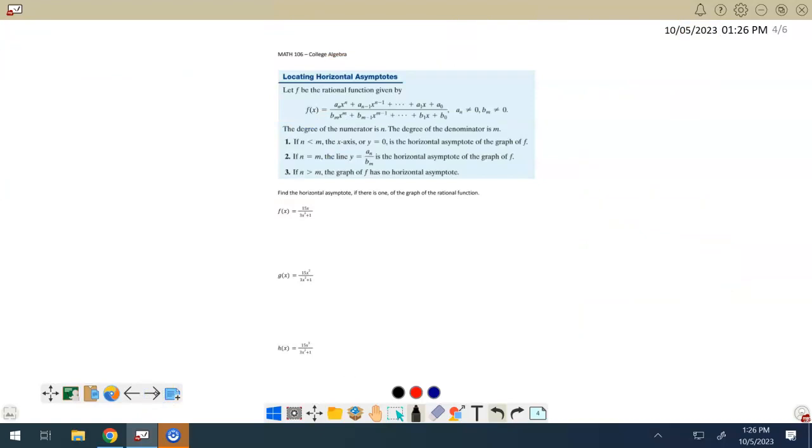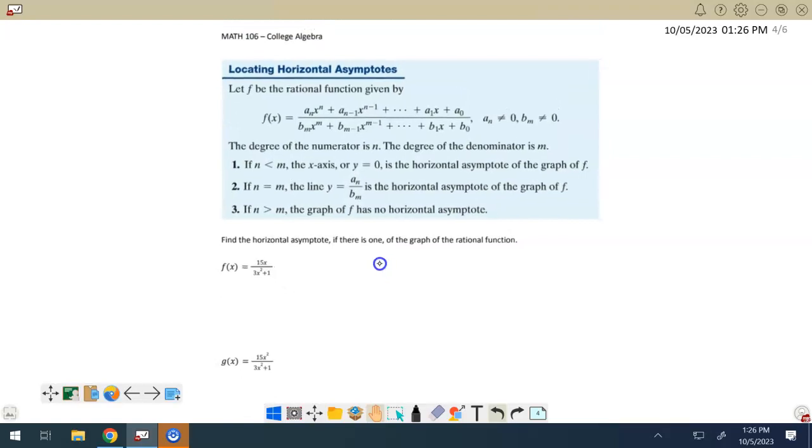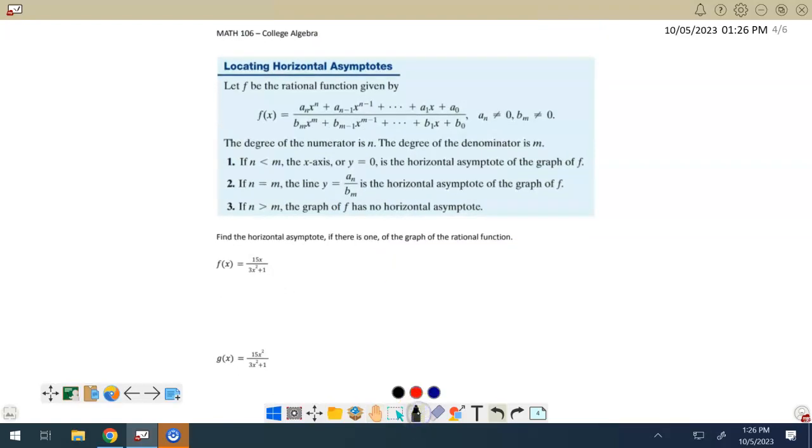All right, so locating a horizontal asymptote. Here are the 3 different possibilities, and they are based on the degree of the polynomials in the numerator and the denominator. Notice that here, the degree of the numerator is n in this graphic, and the degree of the denominator is m. So the degree on top is n, the degree on the bottom is m.